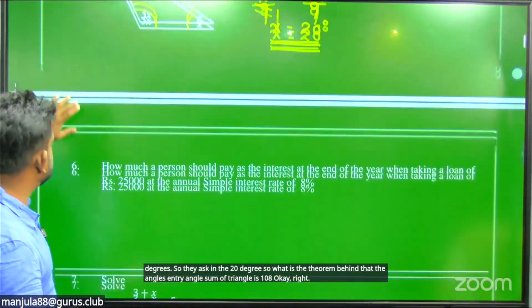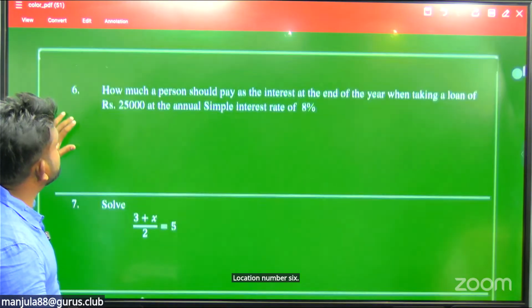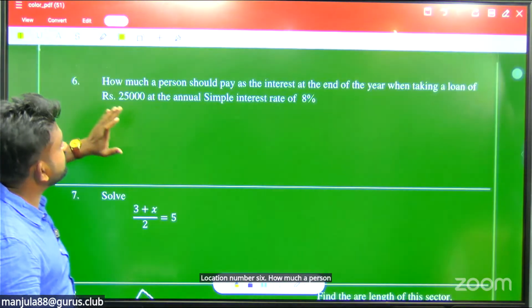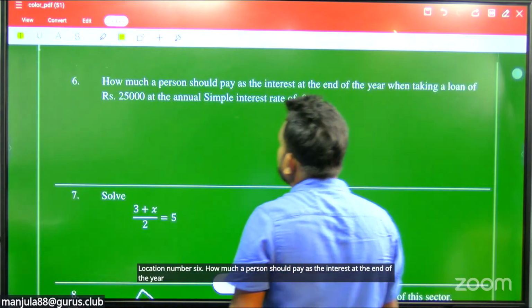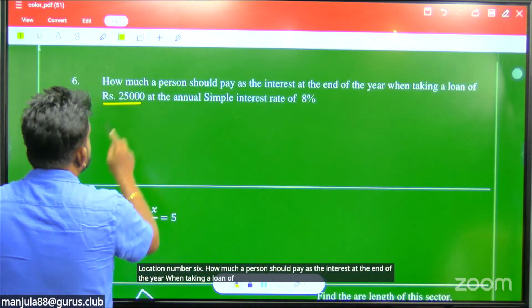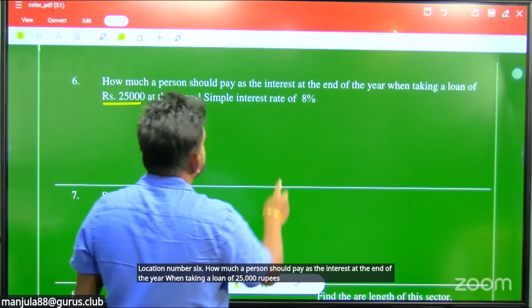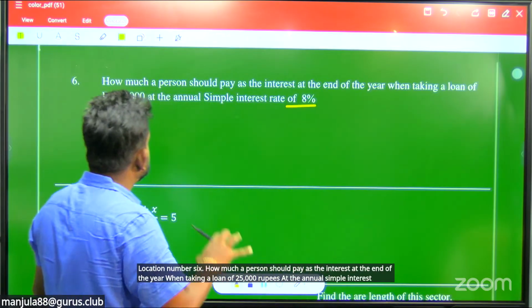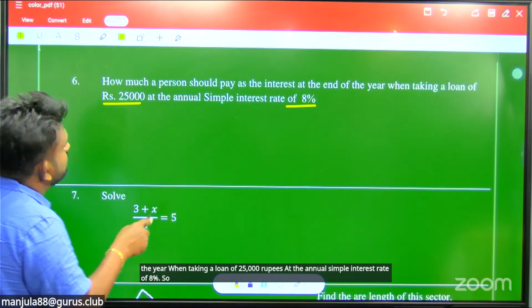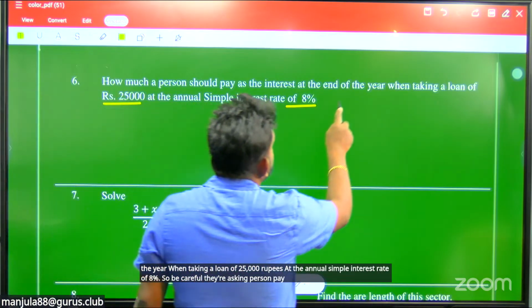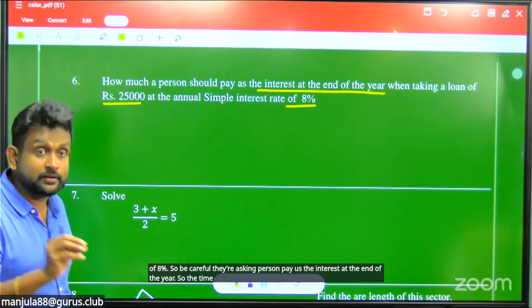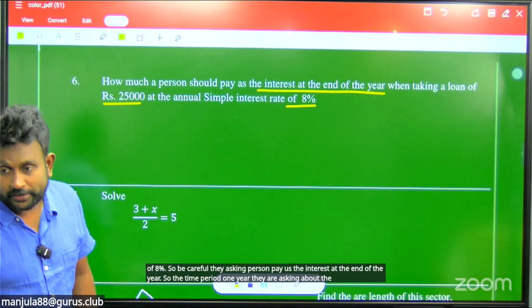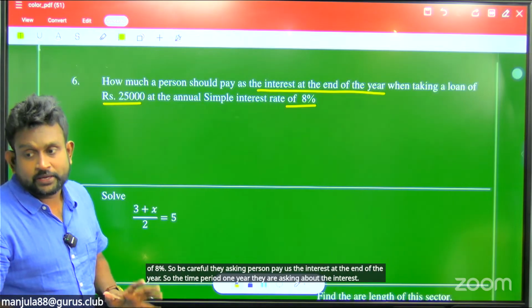So question number 6: how much should a person pay as the interest at the end of the year when taking a loan of 25,000 rupees at an annual simple interest rate of 8%? So be careful, they're asking what the person pays as interest at the end of a year. So the time period is 1 year, they are asking about the interest, right?